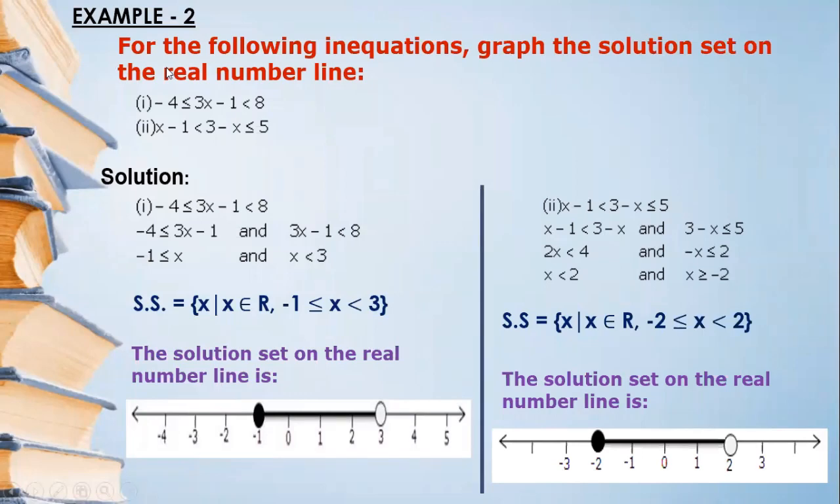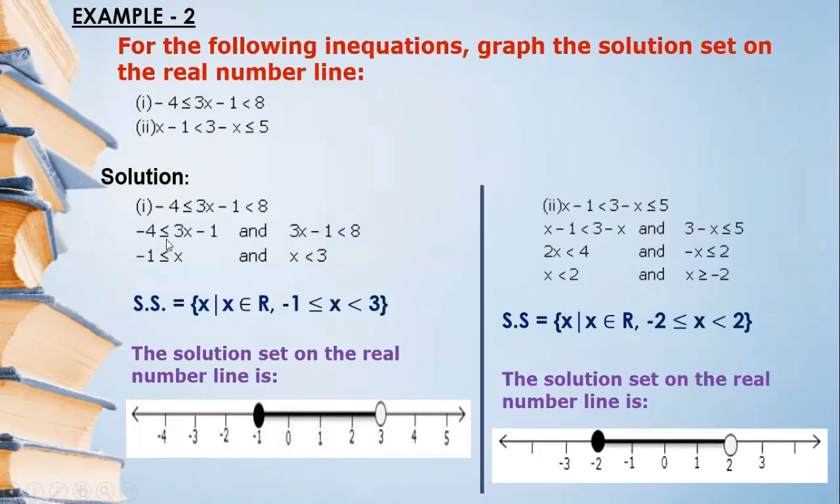Some more examples. For the following inequations, graph the solution set on the real number line. First part, -4 less than or equal to 3x minus 1 less than 8. Since it contains 3 parts, we will break it into 2 separate inequations by taking first part and second part, and then by taking second part and third part.